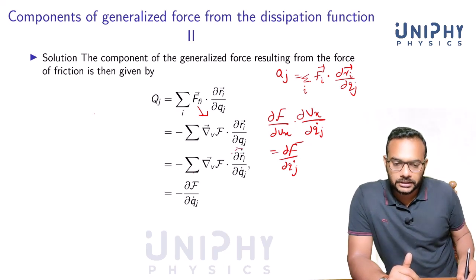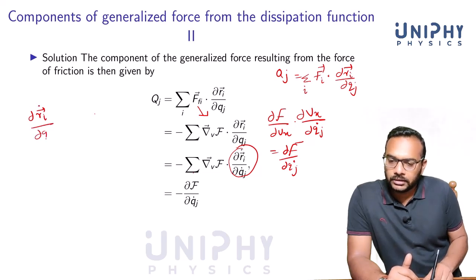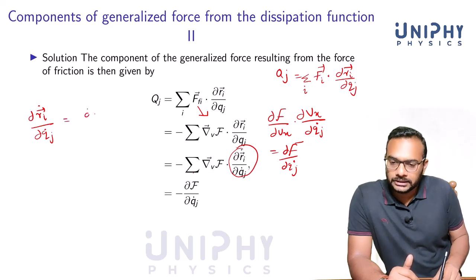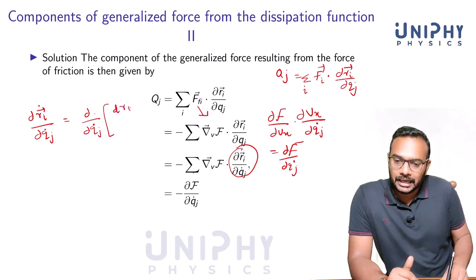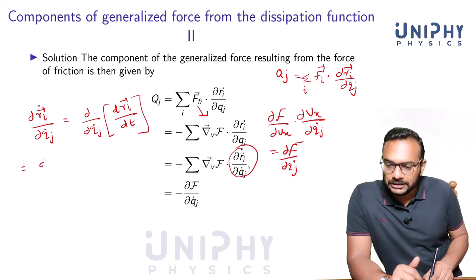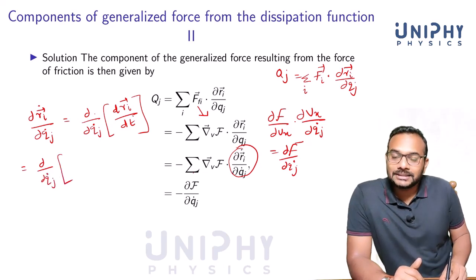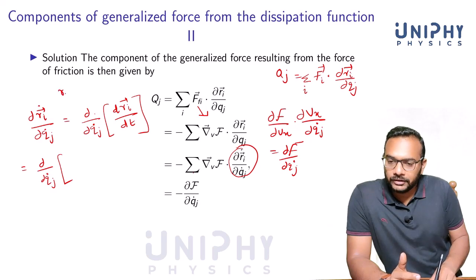So if you take ∂r_i vector dot divided by ∂q_j dot, of course you can write this as ∂/∂q_j dot of what is r_i dot, it is dr_i/dt. Now this is simply ∂/∂q_j dot of dr_i/dt. What's dr_i/dt?